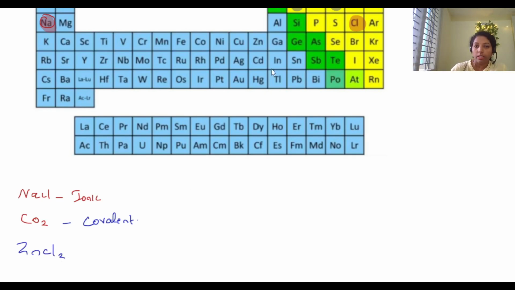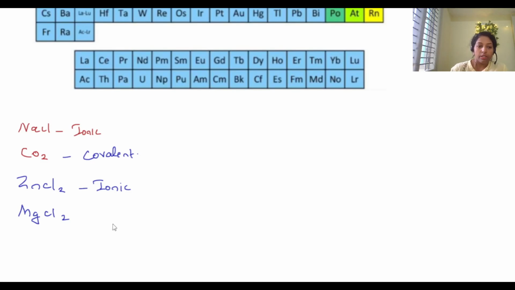See the Zn, here is our Zn, and chlorine is again here. So metal and non-metal. So what's the compound? Yes, ionic compound. Similarly, MgCl2. Magnesium is here and chlorine is here, right? So it's again a metal and a non-metal compound. So definitely that compound is also an ionic compound.